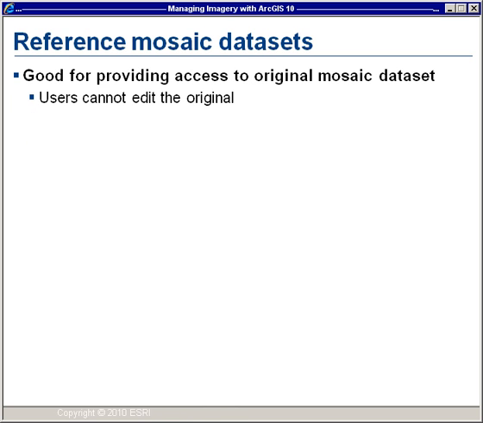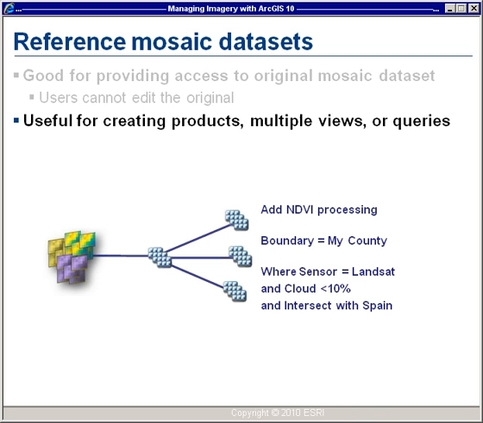If a user has access to your Mosaic dataset, it is possible for them to modify it. So it's not really something that you always want to allow. Therefore, you can provide access indirectly by creating a referenced Mosaic dataset. A referenced Mosaic dataset is also useful for creating additional products from the Mosaic dataset.